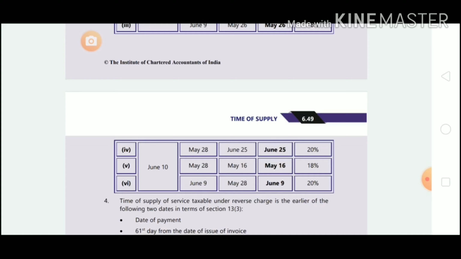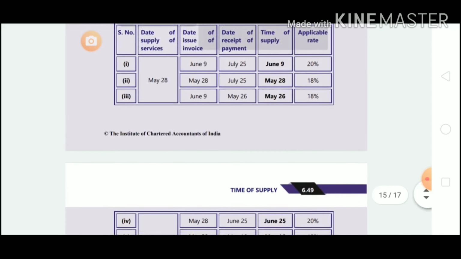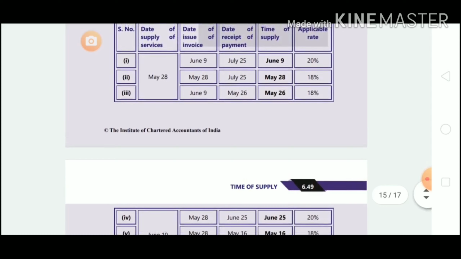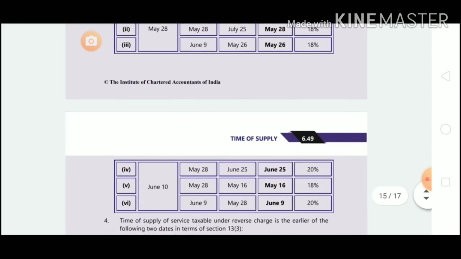Now Roman 6. In this case, June 10, June 9, May 28. So two events are taking place after change in rate of tax, that is date of service and date of invoice. Okay, we'll take invoice date as TOS and new rate. Okay, now question number 4.